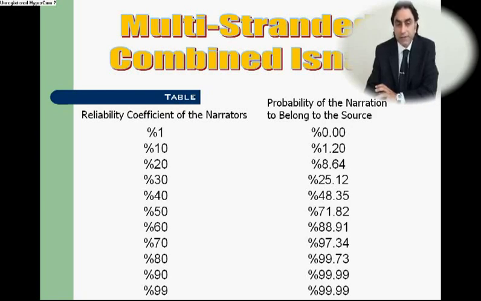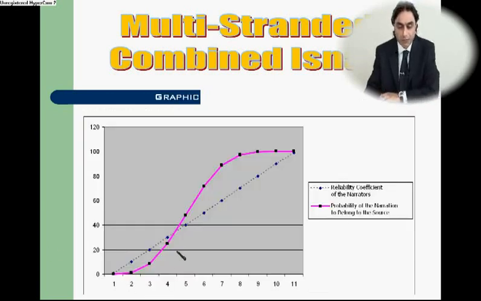As seen in the graphic presented below, this situation corresponds to the bottom hook of the S-shaped curve, the probability that the narration belongs to the source to which it is attributed. In this type of isnad, the bottom hook of the S-curve is quite small. The system turns into negative only for reliability coefficients less than 25%. The reason for this fact is the multi-stranded structure of the isnad.